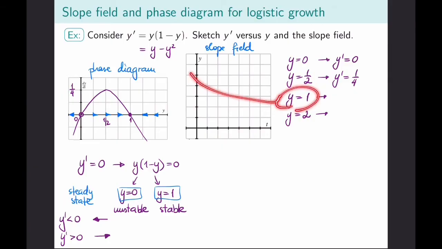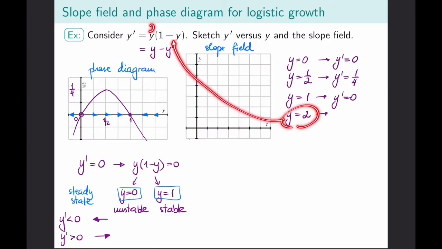If I plug a 1 into here, I'm going to get 1 times 0. So for this, y prime is equal to 0. If I plug a 2 into here, I'm going to get 2 times 1 minus 2. So 2 times -1, or minus 2.